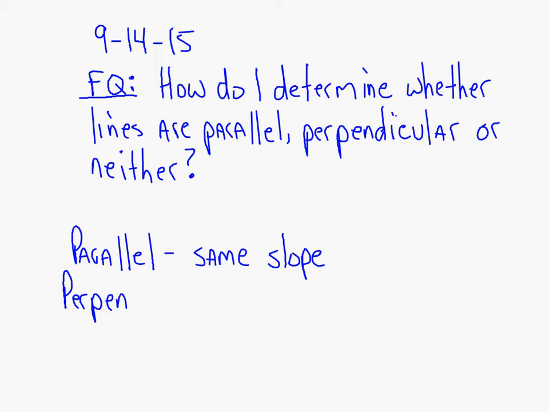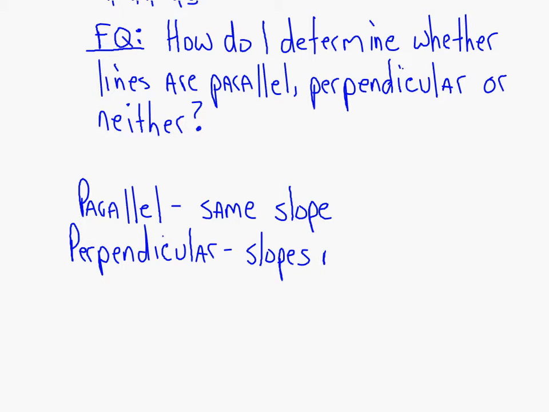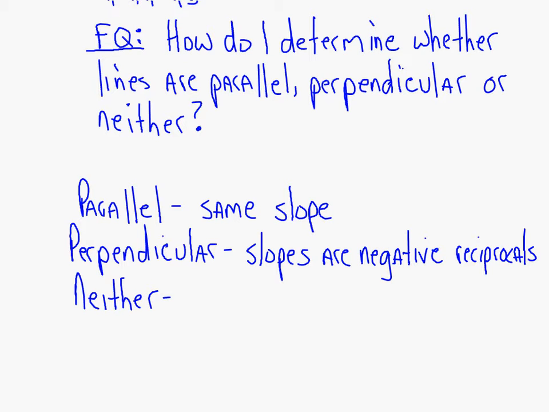Perpendicular lines, their slopes are negative reciprocals. Slopes are negative reciprocals. And if the lines are neither parallel or perpendicular, then they just have different slopes. But they don't fall into the negative reciprocal category.